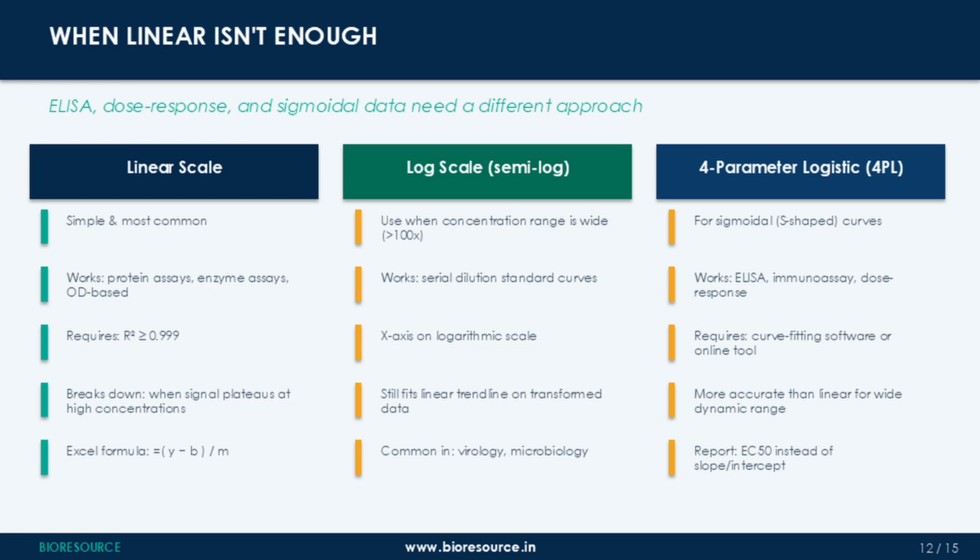And the second case is ELISA and dose response assays. These typically produce a sigmoid curve, an S-shaped curve rather than a straight line. For these, you need a 4-parameter logistic regression, or 4PL. The 4PL model accounts for upper and lower plateaus of the sigmoidal response. Instead of reporting slope and intercept, you report the EC50 value, the concentration that gives 50% of the maximum signal. There are free online 4PL calculators specifically for ELISA data. I'll mention some in the description, and some plate reader software does this automatically. If you're working with a simple protein or enzyme assay, linear is what you need. If you're running ELISAs, remember that 4PL exists and will give you more accurate results.